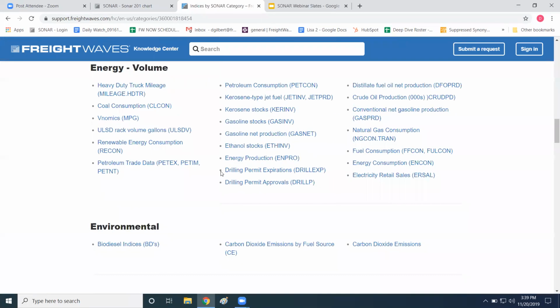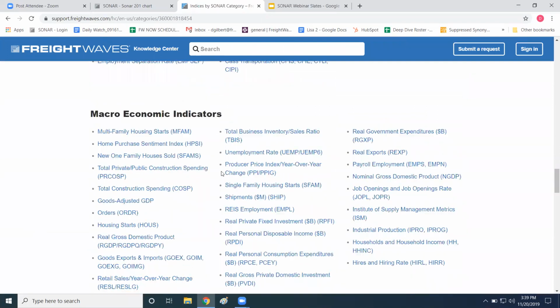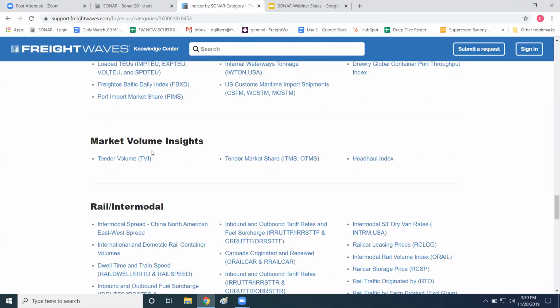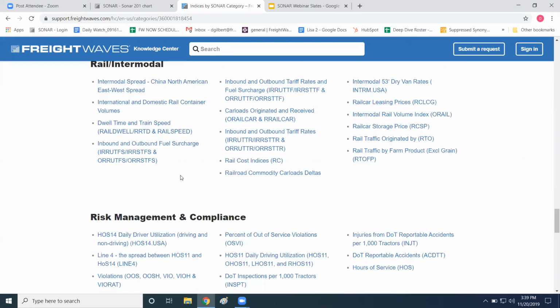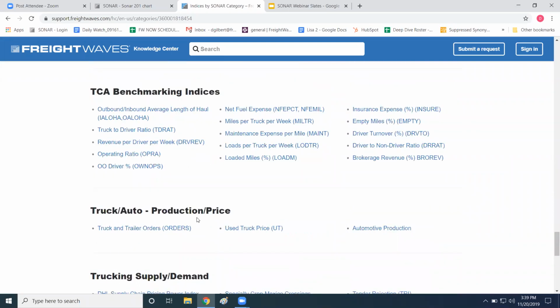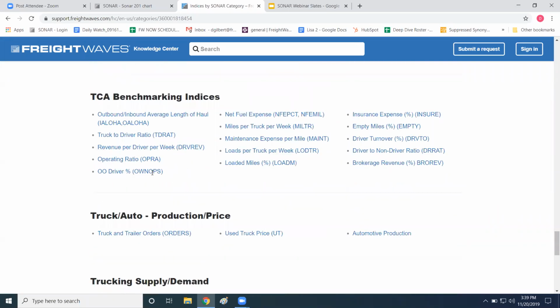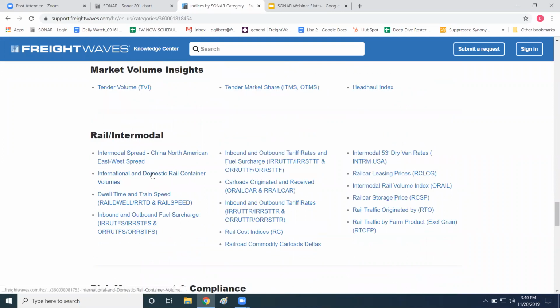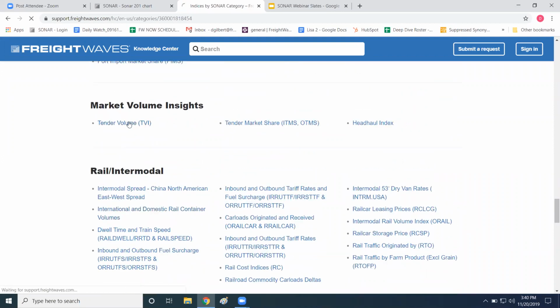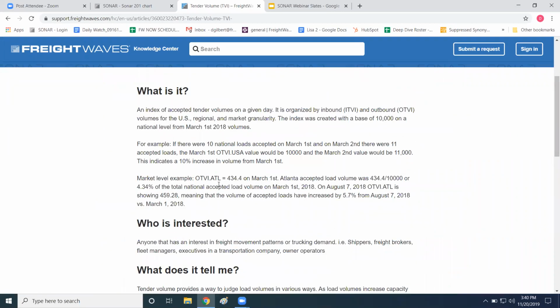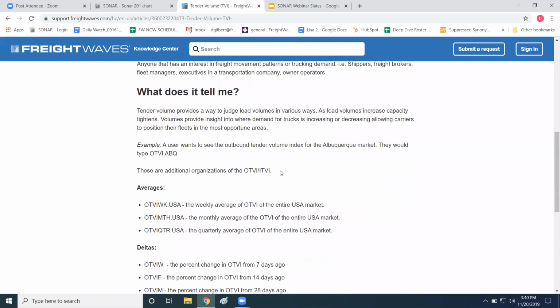Who's it important to? So today we're going to be looking at indices that are in the market volumes and on down here in trucking supply and demand. We do have maritime, rail. So if I click on tender volumes index, what is it? Who's interested? What does it tell me? And you'll see our indice codes here. For an example here for Albuquerque is OTVI.ABQ. We use airport codes.